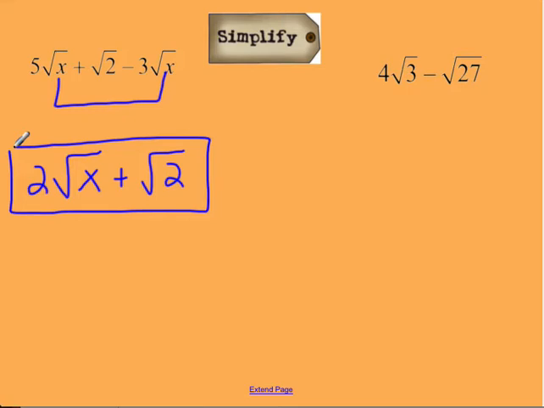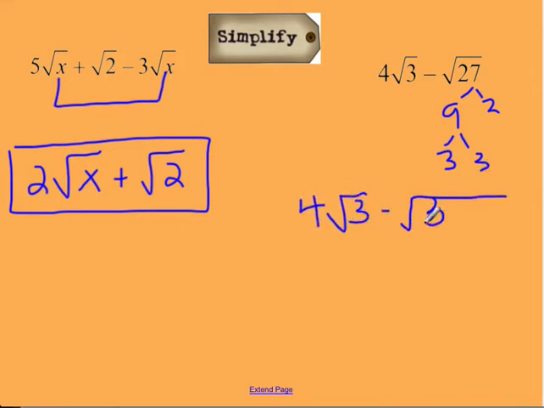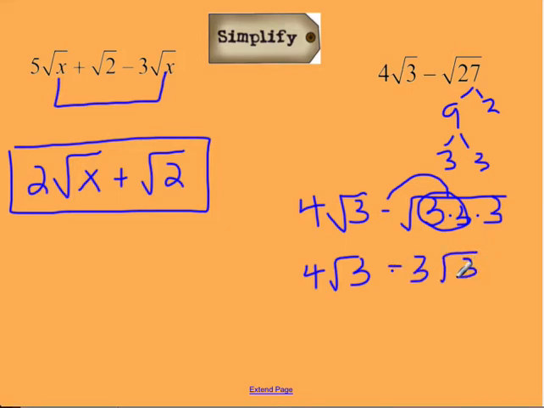Now, before we try and add number 6, because we can't right now, we need to make sure both radicals are simplified, which 27 is not. So I can break 27 down to 9 and 3, and then I can break 9 down to 3 and 3. So then I end up having 4 square root of 3 minus the square root of 3 times 3 times 3. So then I notice that I have the square root of 3 that I can take out. So I have 4 square root of 3, and then I'm taking out a pair of 3's, and then left underneath the radical still is 3. So I have 4 square root of 3 minus 3 square root of 3.